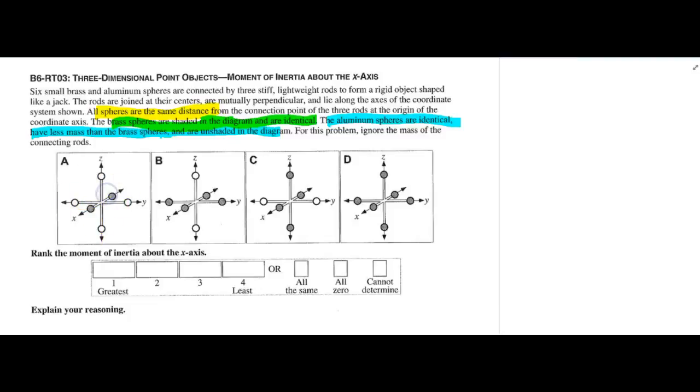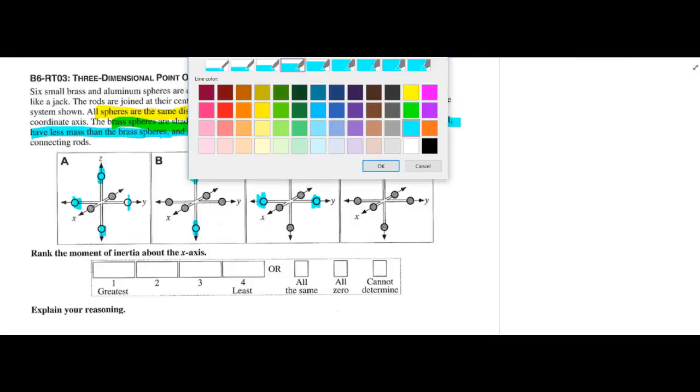Now, as it goes on, it says the brass are shaded in the diagram. The aluminum spheres are unshaded and they have less mass. So let's highlight all the ones that have less mass. So there we go, there's my less mass. Now we saw in class, the farther your mass is away from your axis of rotation, the more moment of inertia you have. Also, we saw from class that you just add up the moment of inertia for each particle.